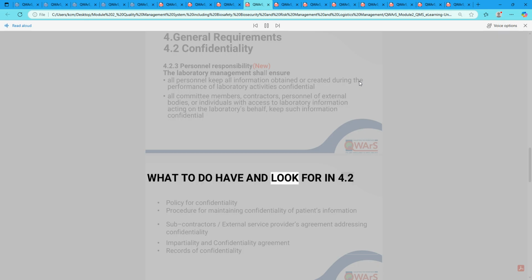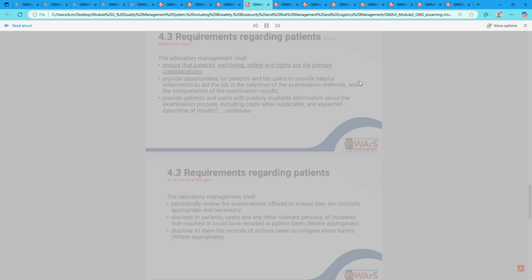What to have and look for in 4.2? Policy for confidentiality, procedure for maintaining confidentiality of patients' information. Contractors and external service providers agreement addressing confidentiality. Impartiality and confidentiality agreement. Records of confidentiality.